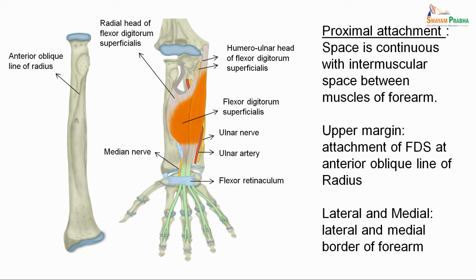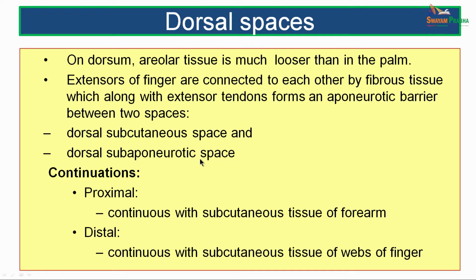So, the proximal attachment of the space of Parona is up to the attachment of the flexor digitorum superficialis on the anterior oblique line of the radius, and also the lateral and medial extent is up to the lateral and medial border of the forearm. Let us now move on to the dorsal spaces.